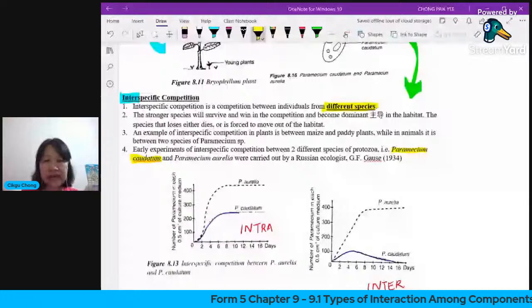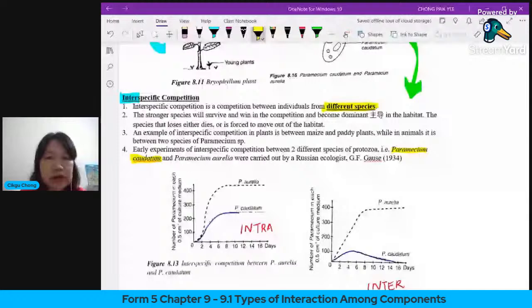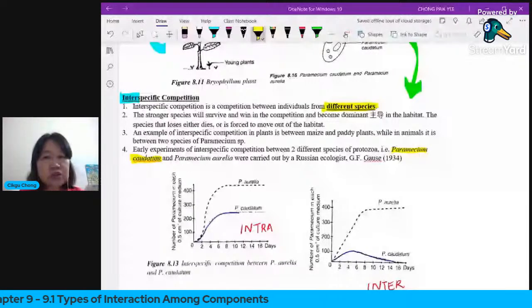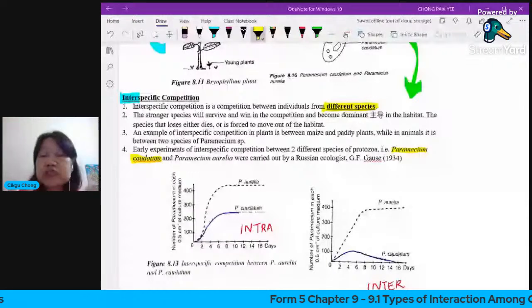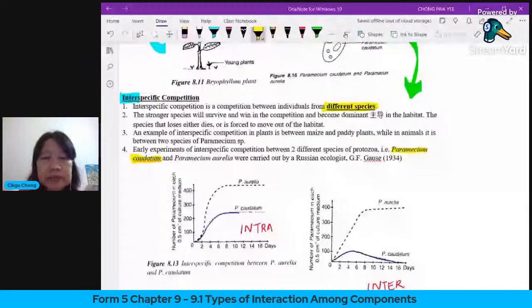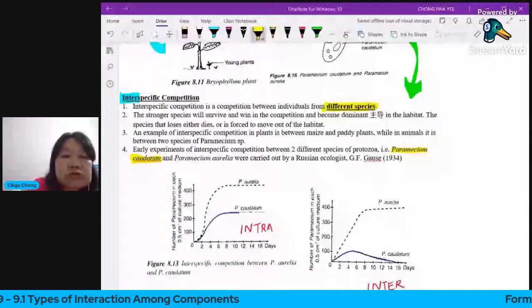When you have an experiment done by a Russian ecologist called G.F. Gauss, they call that culture two. He did two experiments. One is he grew the Paramecium aurelia on its own separately.